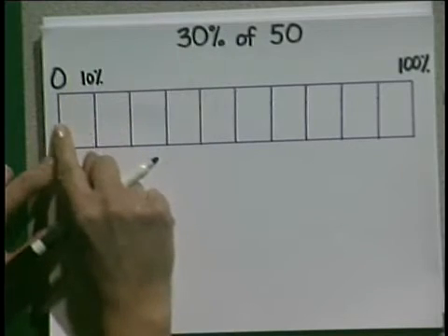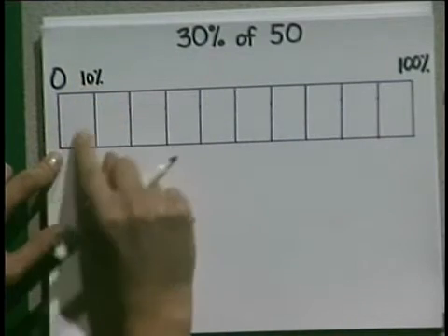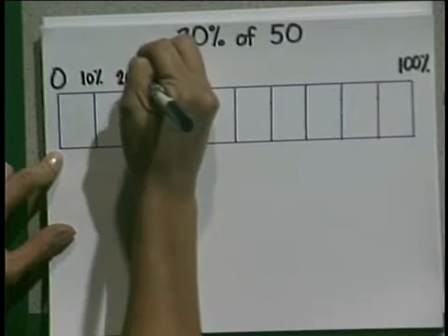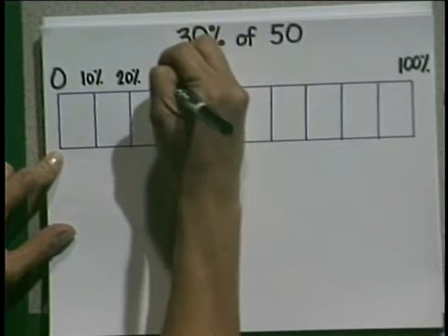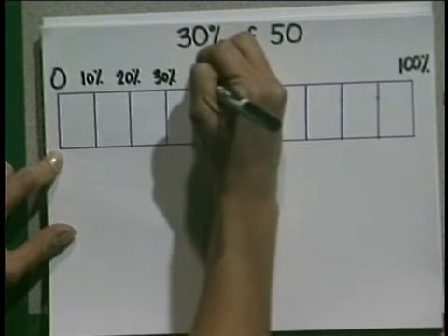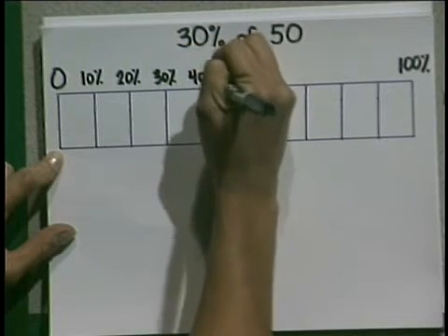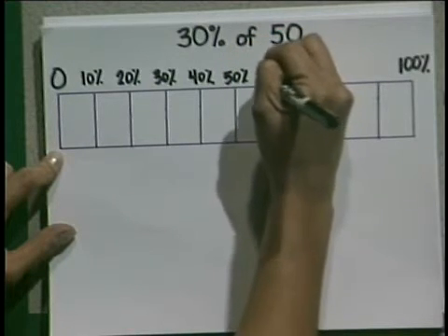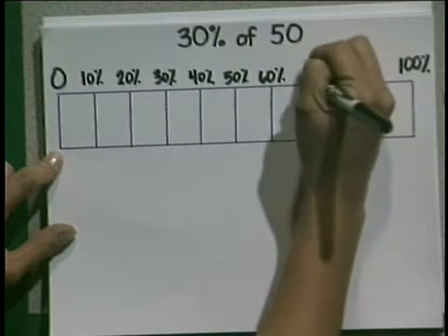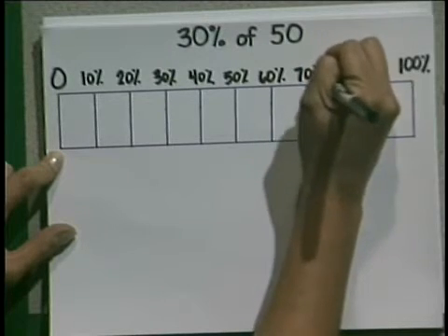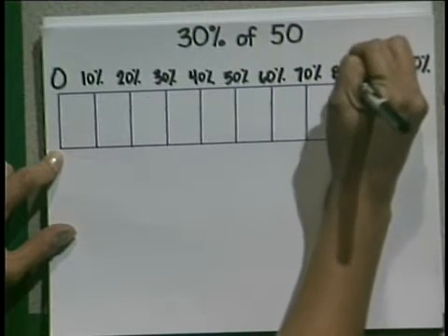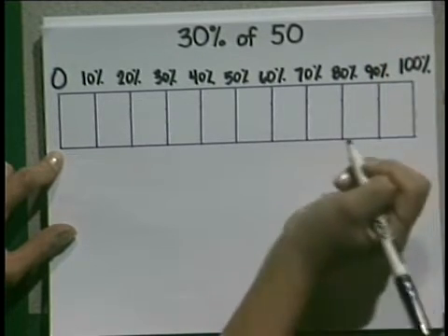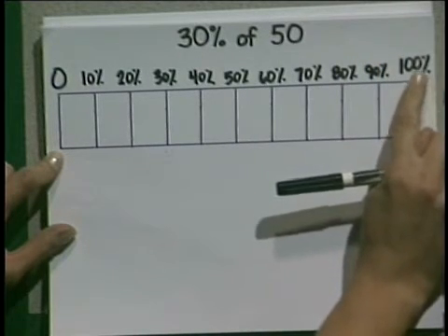So if I have one section, it will be 10%. If I have another section, that will be 10% more, or 20%. The next one would be 30%, then 40%, 50%, 60%, 70%, 10 more will give us 80%, 10 more will give us 90%, and then 10 more will give us our 100%.